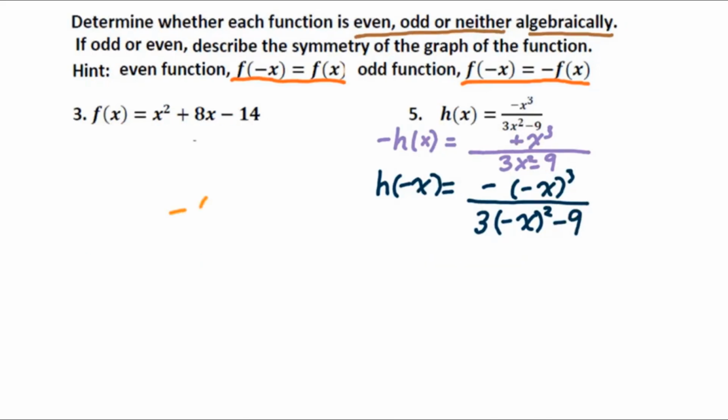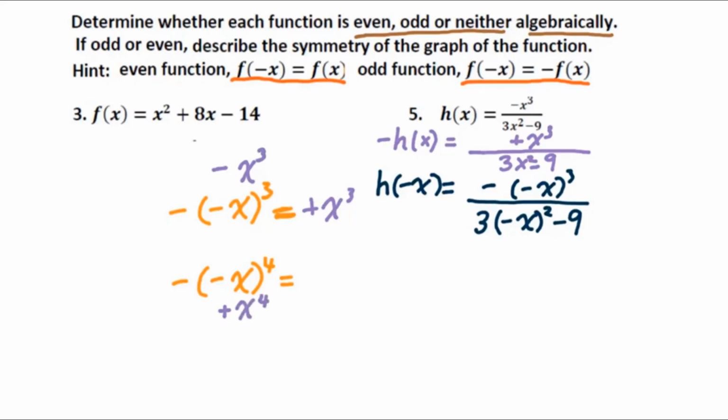Let's work out negative x to the third power and negative x to the fourth power. First of all, we work on the exponents first. Therefore, a negative sign to the third power is still negative, and x to the third power is x to the third power. So a negative times a positive gives a negative x to the third power. For this one, a negative sign to the fourth power is positive, and x to the fourth power stays. So positive times x to the fourth power is x to the fourth power.